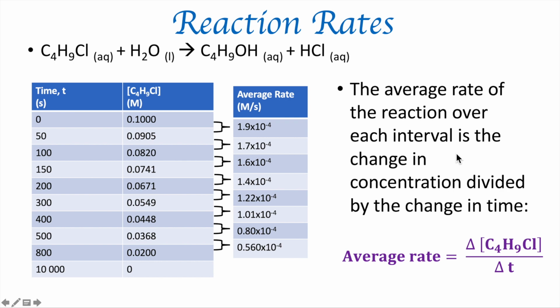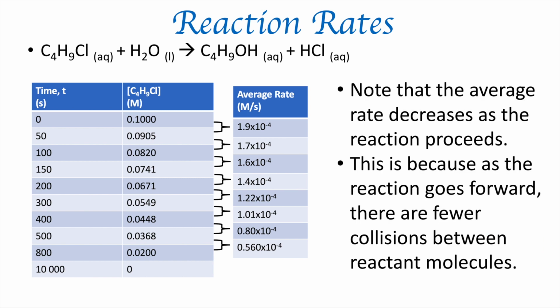So the average rate of a reaction over each interval is the change in concentration divided by the change in time. If I'm looking at butyl chloride, I could look at the average rate of that. Between this point and this point, I could find the average rate for that 50 seconds, and find the rate at which the concentration is changing. Or I can go by longer units of time, and in doing so you'll get a wider, broader range of average.